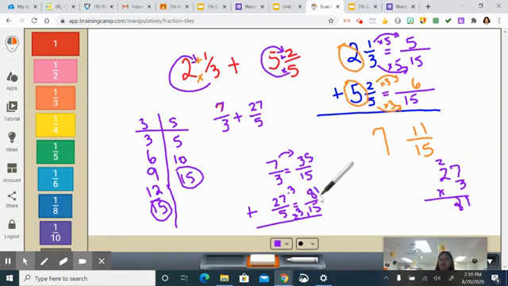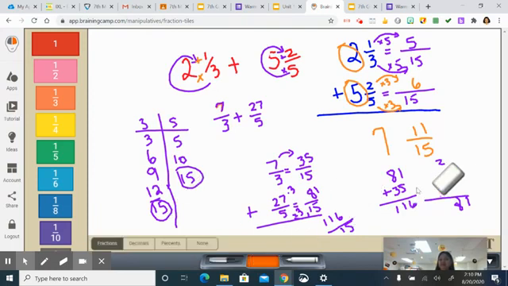Now I can add my numerators. That's 81 plus 35. That leaves me 116 over 15. Am I done?